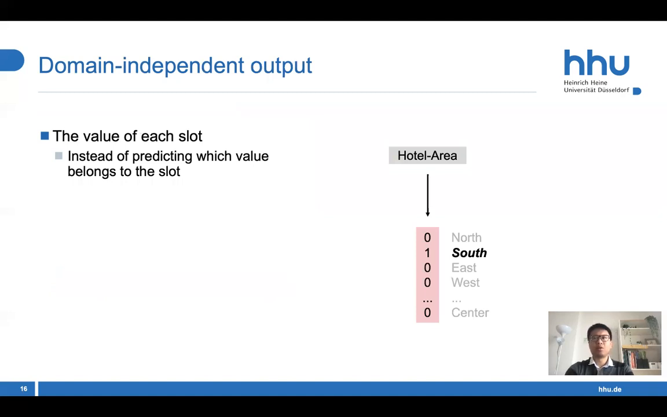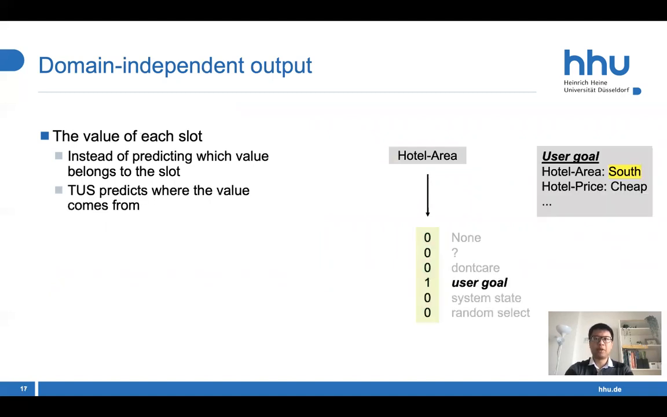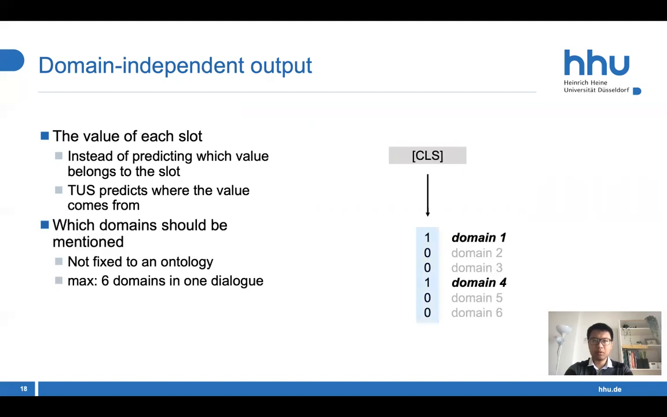The output target is also domain independent. Instead of predicting which value belongs to the slot, the model predicts where the value comes from. For example, copying the value from the user goal or the system state. The target of the first token is about which domain should be mentioned. Instead of selecting certain domains from the ontology, the model predicts which domains in the user goal should be mentioned. By this setting, TUS can mention 6 different domains in one dialog at most. The maximum number of domains is predefined, so it can be more than 6 if you want.